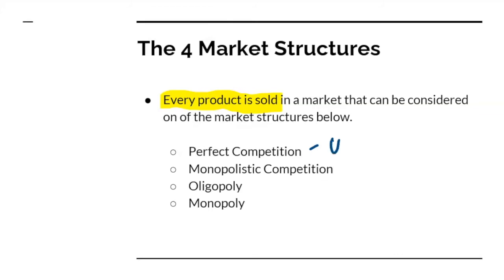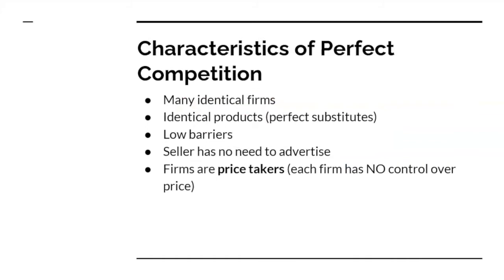Perfect competition is a Unit 3 concept, while monopolistic competition, oligopolies, and monopolies basically make up the entirety of Unit 4. That's how we're going to split up these four different market structures. Because of that, there really isn't a need to go over the characteristics of monopolistic competition, monopolies, and oligopolies. So we're just going to go over the characteristics of perfect competition.